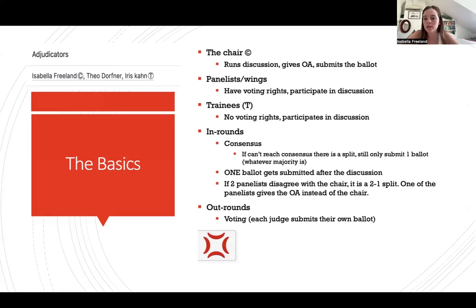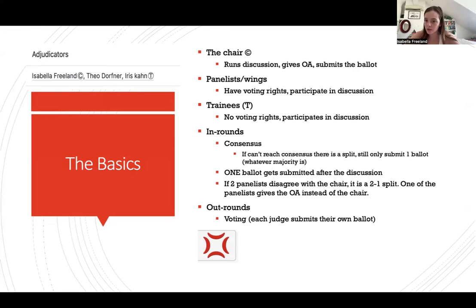However, if at the end of the discussion you can't come to a consensus decision, if it's one chair, one panel, then the decision is the chair's decision. If it's one chair and 2 panelists, and 2 out of the 3 people are in agreement, then it's obviously that call. However, if it's a split and there are 2 panelists and 1 chair, and the panelists disagree with the chair, they can roll the chair. That means the result of the debate is the one that the 2 panelists have come to, and one of the panelists gives the OA in that case.